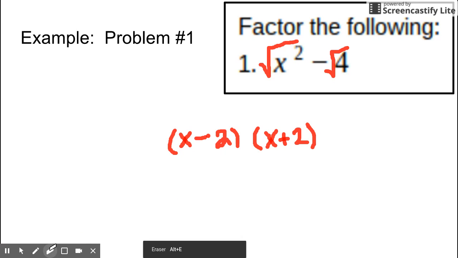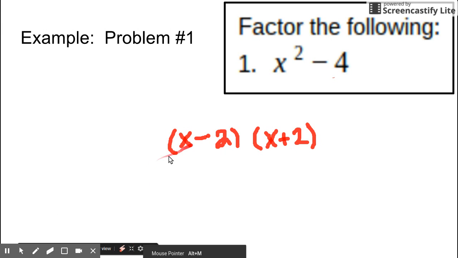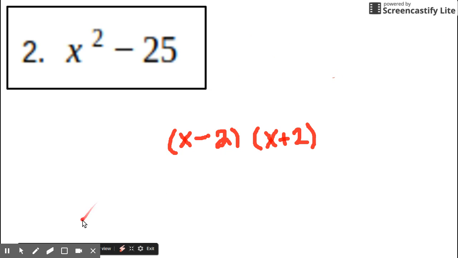If you wanted to prove it to yourself that this is the answer, you could multiply this back together to get the original. I promise you that if you were to multiply these pieces, x minus 2 and x plus 2, back together, you would get x squared minus 4. A different group will show you how to check your answer, so we're not going to worry about it in this video. Let's move on to problem number 2 to get you more practice and to understand this better.